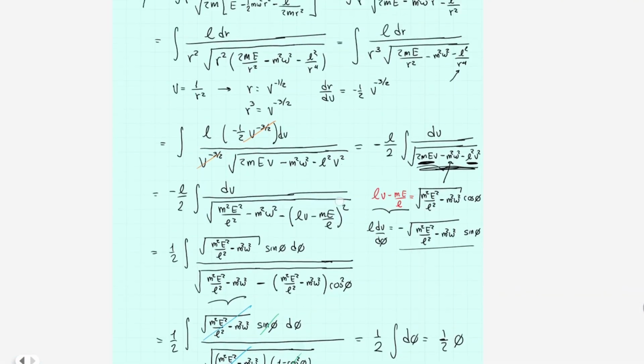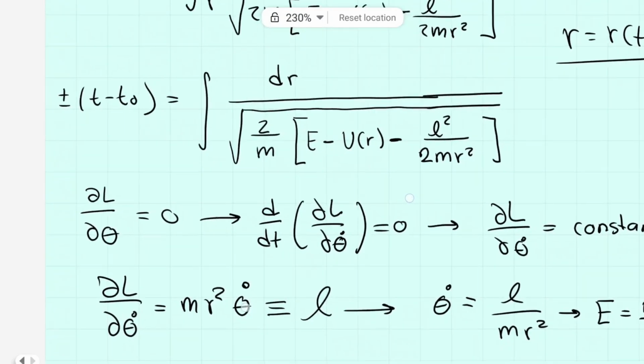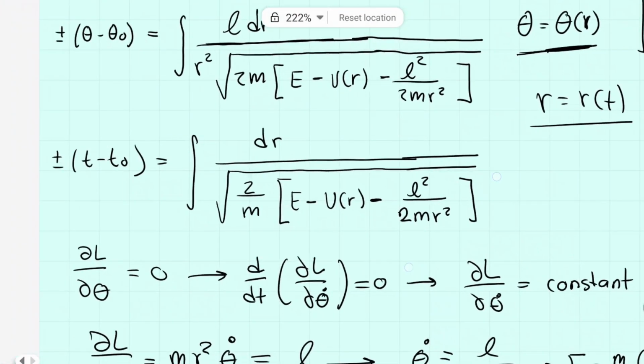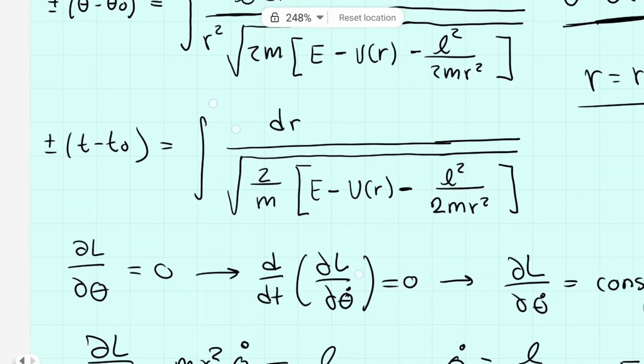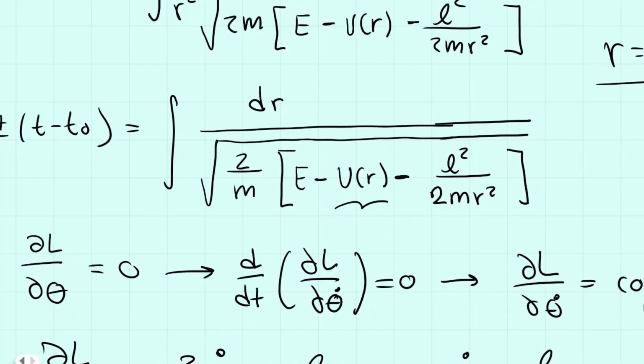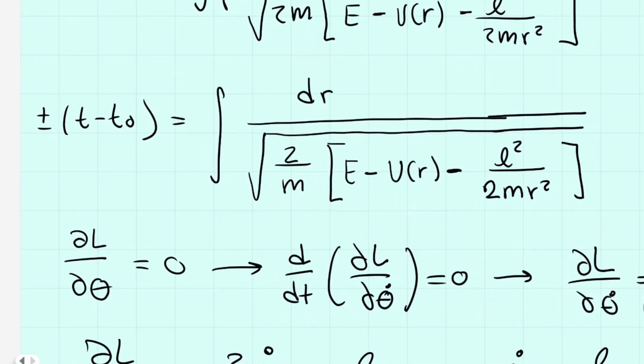So as we mentioned at the beginning of the video, we are also interested in finding a relation between r and t, which is the time, and that can be done using this equation here and taking the potential energy that is according to the isotropic harmonic oscillator in this term here. So we are going to rewrite this integral in terms of that potential energy, and we are going to solve it to see what we get.